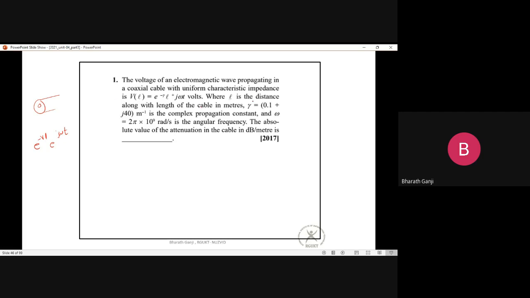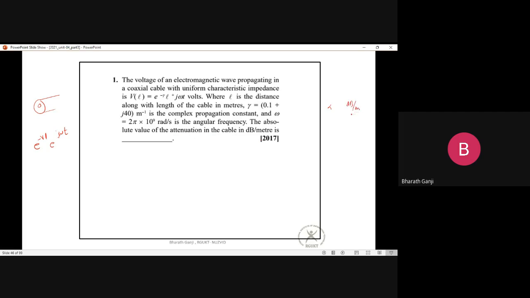Here L is the distance along the length of the cable in meters. Gamma is given, which is the complex propagation constant, and omega is also given. The question asks for the absolute value of attenuation in the cable. So they want the attenuation constant alpha, in dB per meter.